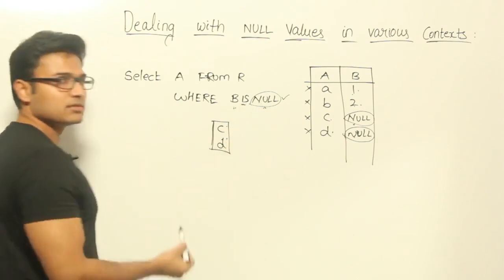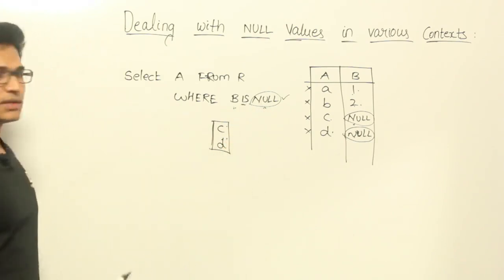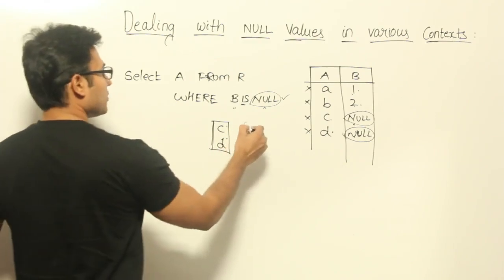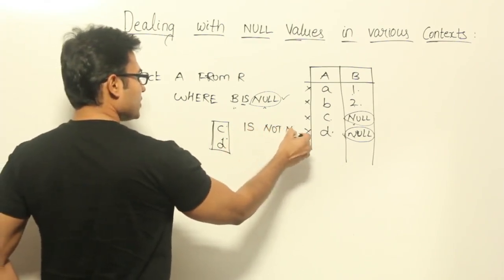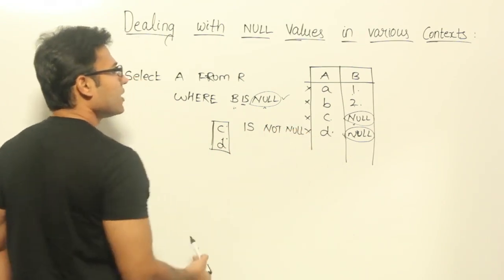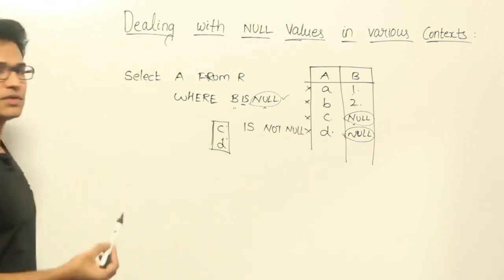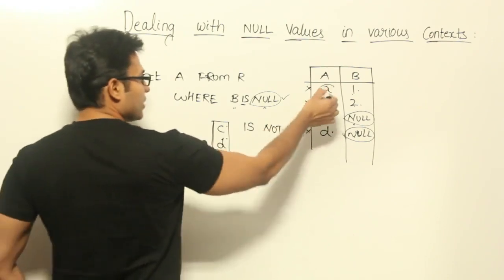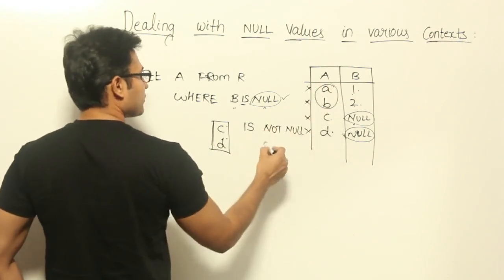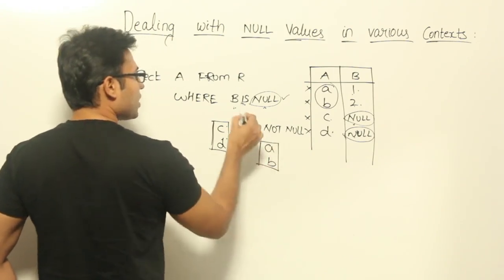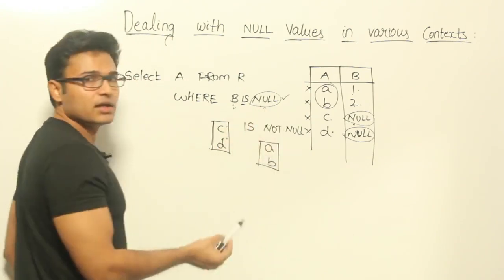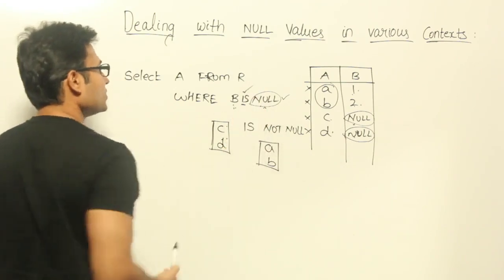So if you have to get C, D, you are supposed to use is null, right? And similar to is null, there is one more connective, which is is not null. Is not null means you are going to get all the values of A for which B is not null, so you are going to get A, B. Therefore you are not supposed to compare B is equal to null. If you want it, you just use B is null.